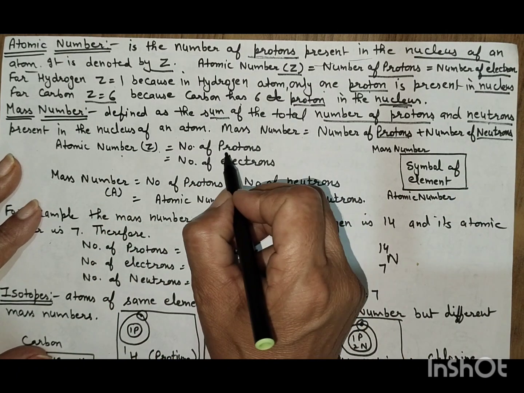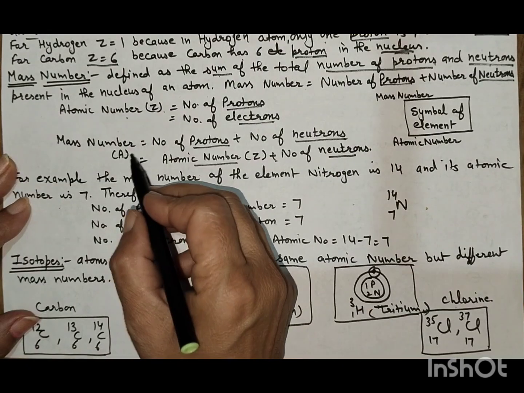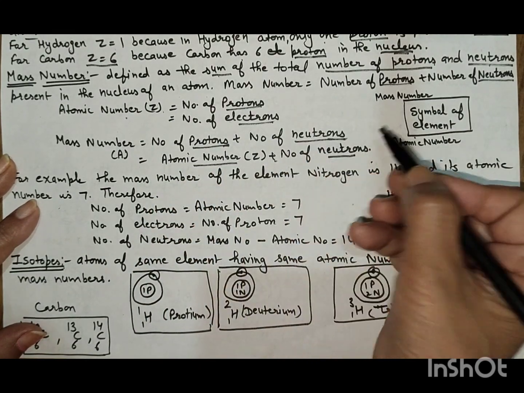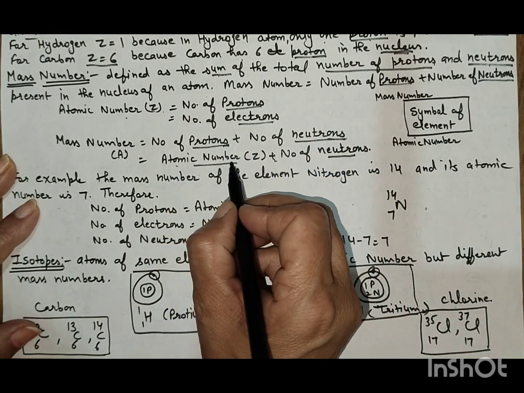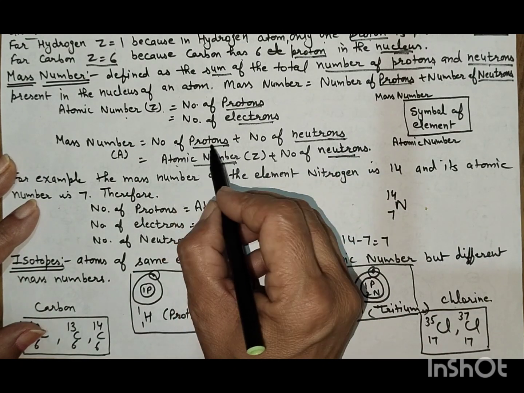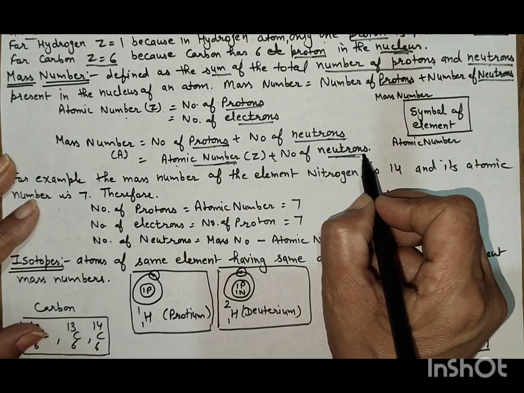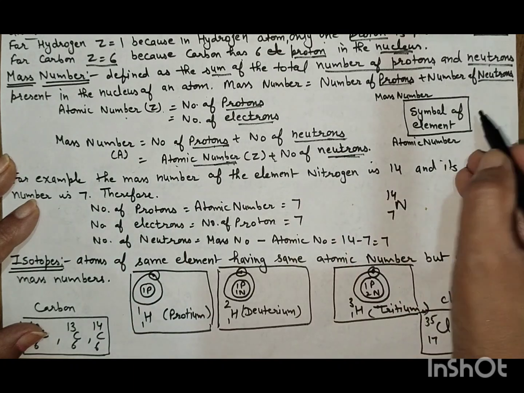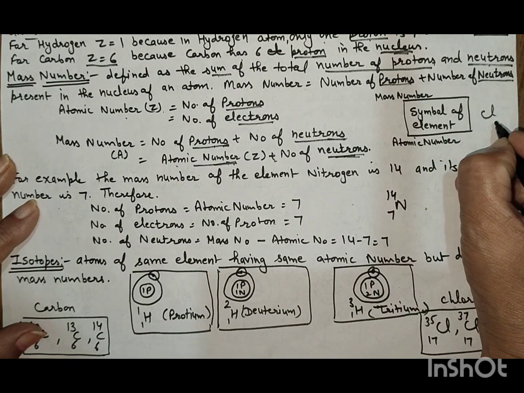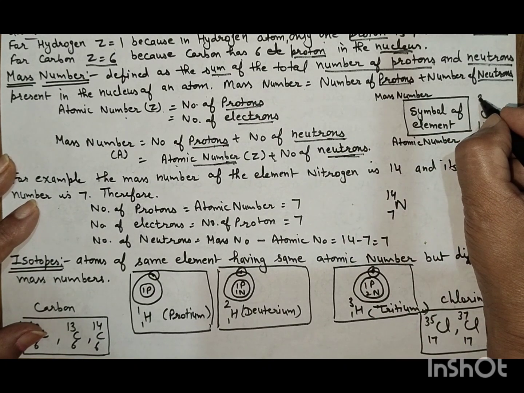Atomic number is equal to the number of protons or the number of electrons only. Mass number is equal to number of protons plus number of neutrons, and we can also write this as atomic number plus number of neutrons, because atomic number is the number of protons. Atomic number plus number of neutrons is called mass number. And we will write down the symbol of the element just like this: chlorine, atomic number 17 and mass number 35.